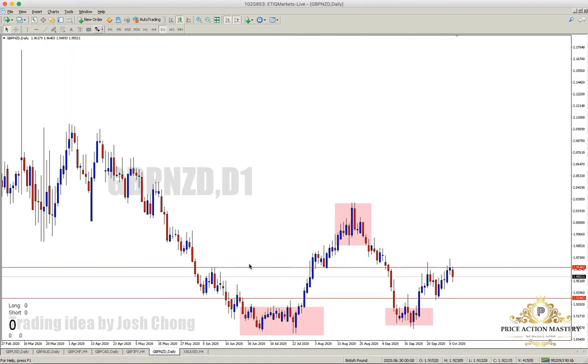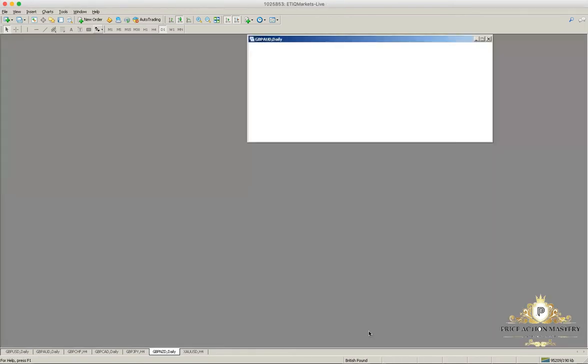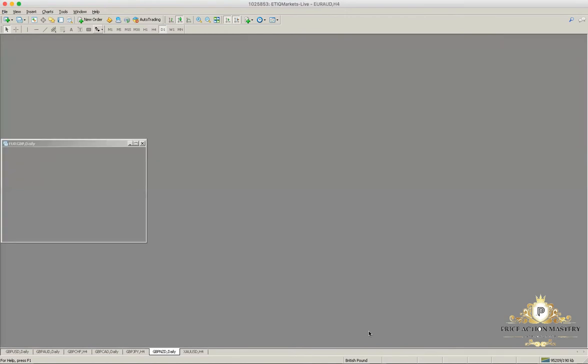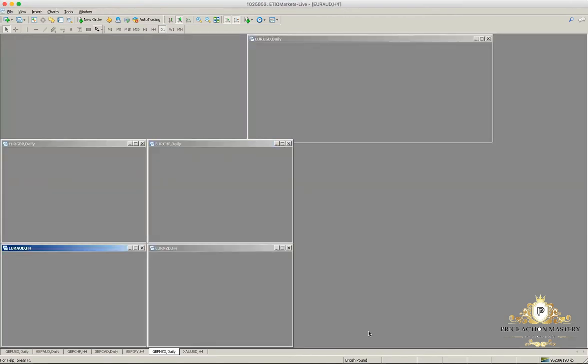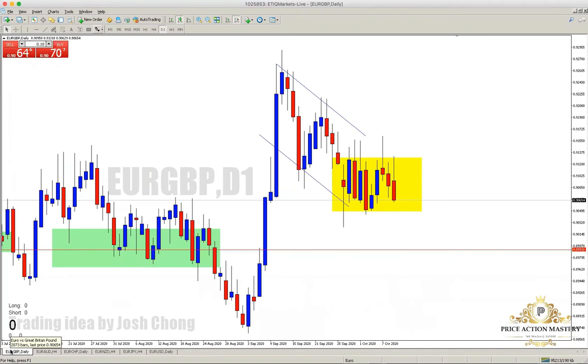The next will be GBP New Zealand. I'm going to skip this because I don't like this pair. The next will be Euro dollar. Let's look into the Euro pairs, going with the arrangement. The first will be Euro GBP.